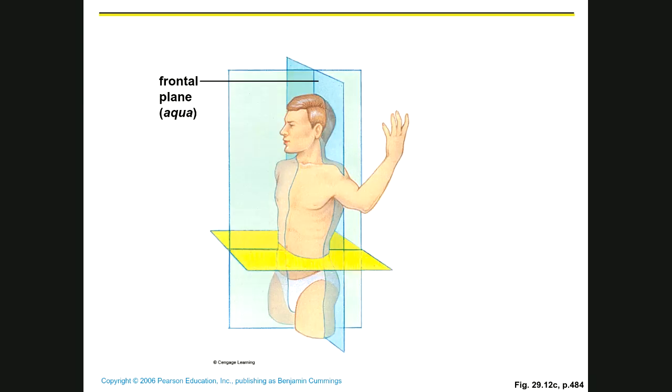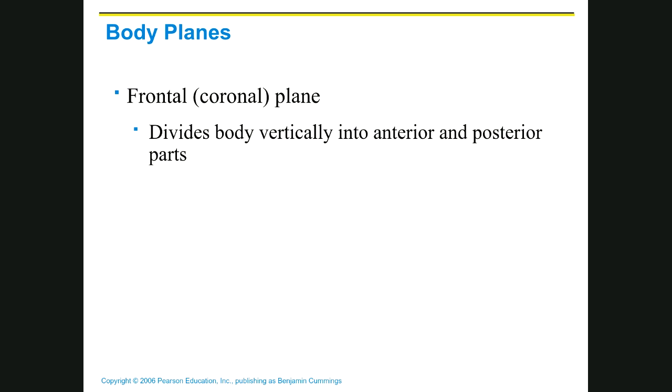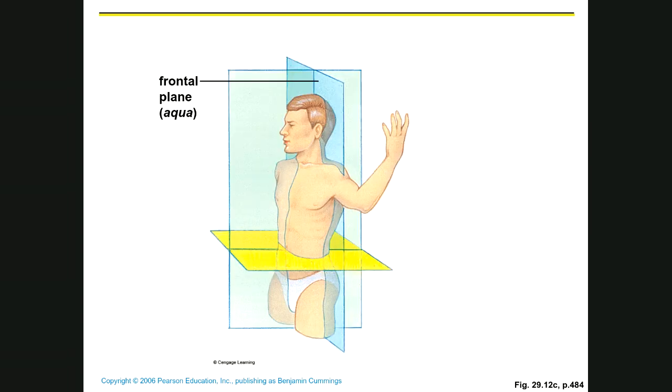So this is called a frontal or coronal plane. Sorry, I forgot to say that. It's called a frontal or coronal plane. And so we're going to get a front portion and a back portion, anterior and posterior. So this is a frontal plane.